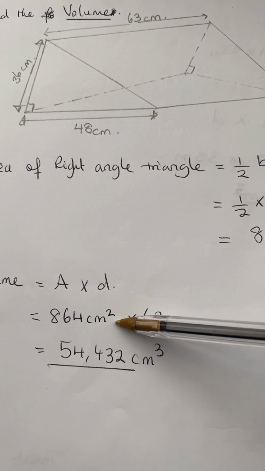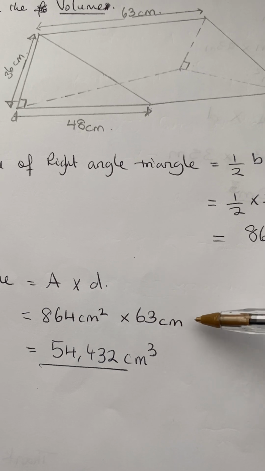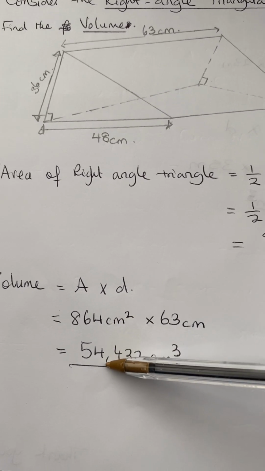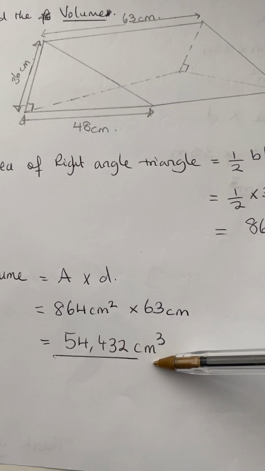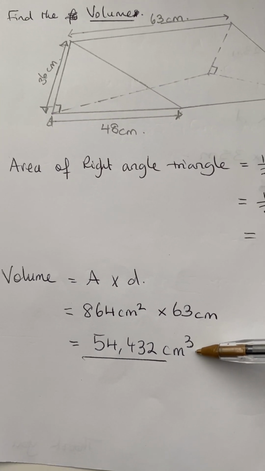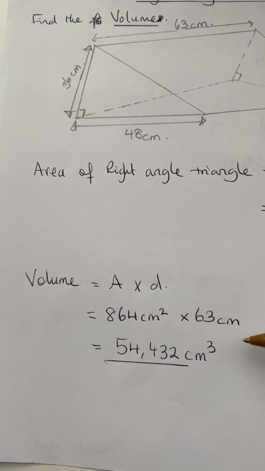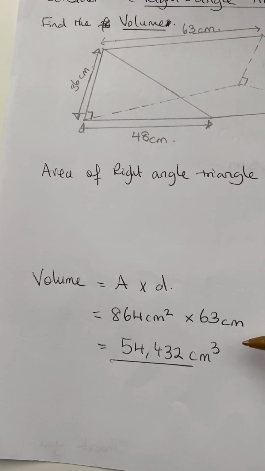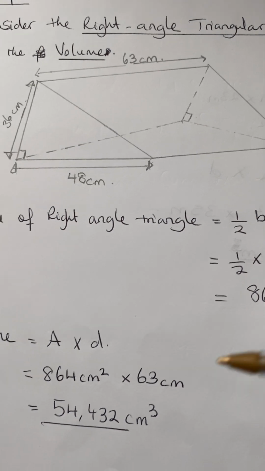864 centimeters squared, which is the area, times 63 centimeters, then our volume becomes 54,432 centimeters cubed. Remember, we are finding volume, so again, it is centimeters cubed. That will be our answer for that shape there.